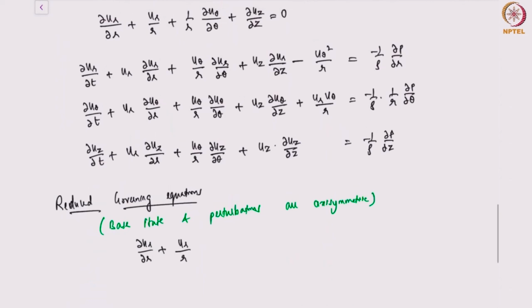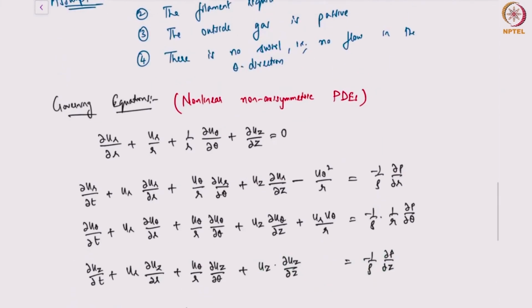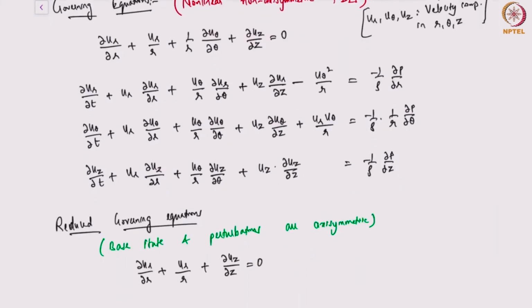Then I don't have the next term. Finally I have del u z by del z is 0. I forgot to mention that u r, u theta, u z are velocity components. These are total velocity components in r, theta, z. Okay, these are total velocity, so no perturbation. This includes the base state and the perturbation. But anyway, the base state in this case is trivially 0. So you can think of them as the perturbations themselves.